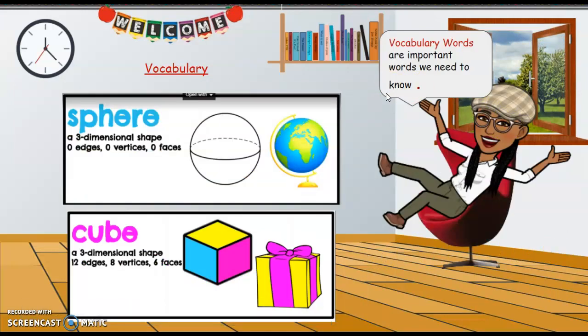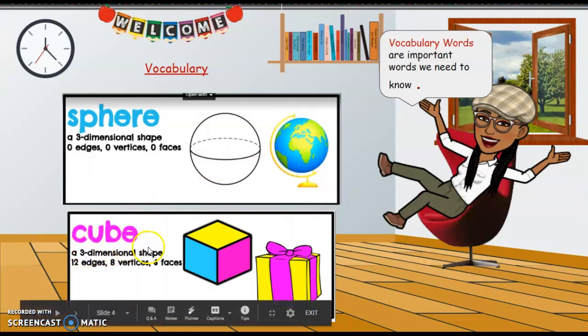Vocabulary words as well. So the two shapes that you're going to be talking about today are a sphere. Can you say sphere? A sphere is a three-dimensional shape that has 0 edges, 0 vertices, and 0 faces. So it's kind of shaped like a ball. And they gave an example of a globe right here. And then cube, can you say cube? A cube is a three-dimensional shape that has 12 edges, 8 vertices, and 6 faces.